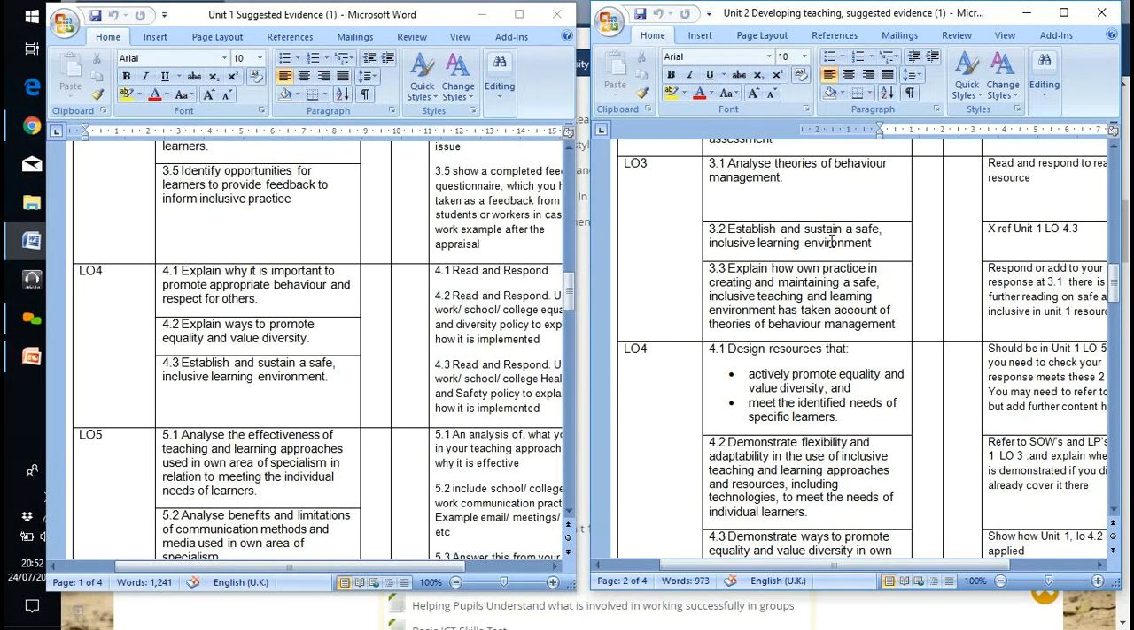It's the same, isn't it? Establish and sustain a safe, inclusive learning environment. So it will cover whatever you've written for 4.1 on there. And that was a read and respond one as well, actually. And it changes slightly to 3.3 in that it says, explain how your own practice in creating and maintaining a safe, inclusive teaching and learning environment takes into account theories of behaviour management.